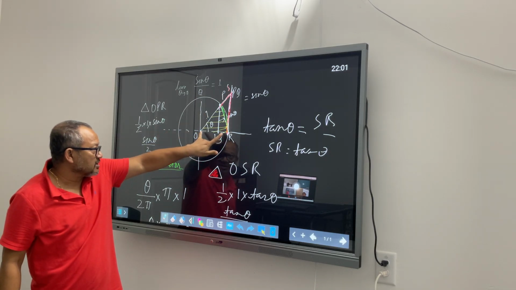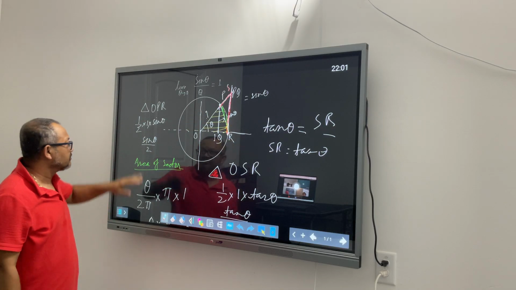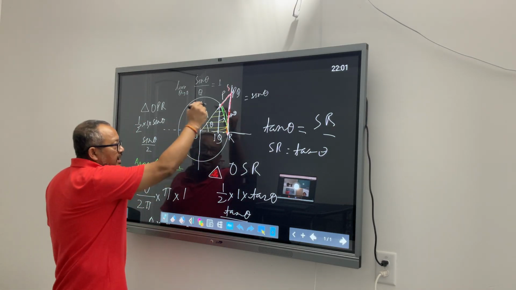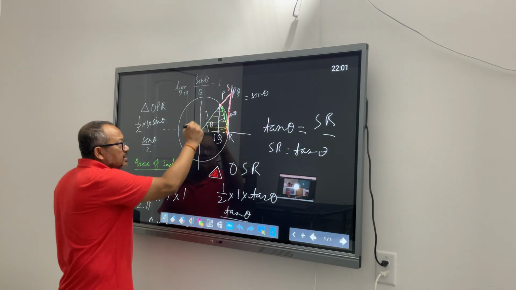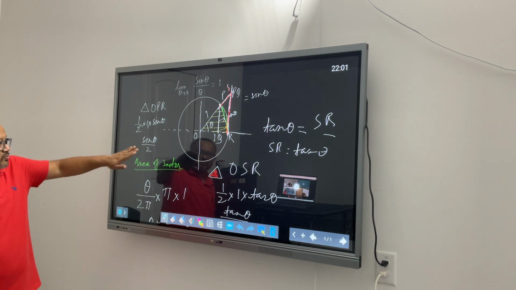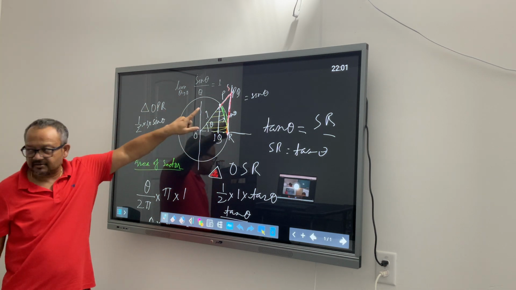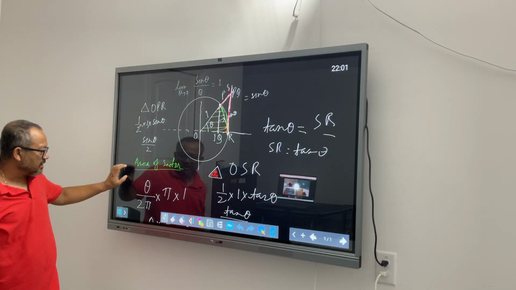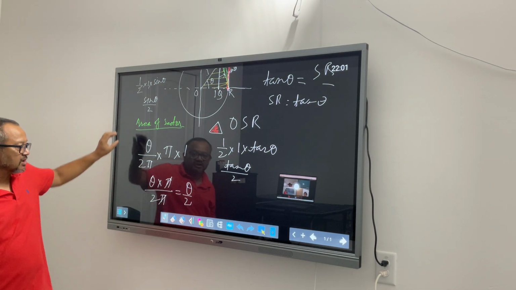The base is always 1 because it is the unit circle, the radius of the unit circle, times the height. This we found as sin theta. So we found that the yellow triangle has an area of sin theta by 2. Then we took this sector. For this sector we are trying to find the area, and that goes by theta over 2 pi times the area of this circle, which turned out to be theta over 2 pi times pi r squared, and eventually that became theta over 2.